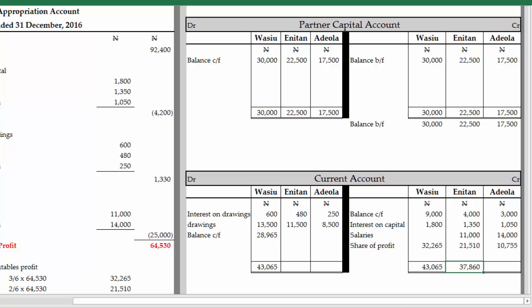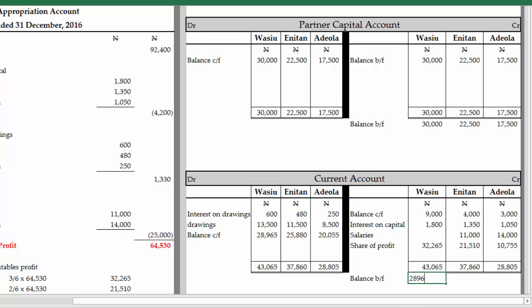Okay. For Enitan, the total on the credit was 37,860, which is higher than that of the debit. And the deficit is on the debit of 25,880, which also brings the total on the debit to 37,860. Okay. Adiola, the total on the credit is 28,805, which is higher than that of the debit by 20,055. And that brings the total on the debit also to 28,805.